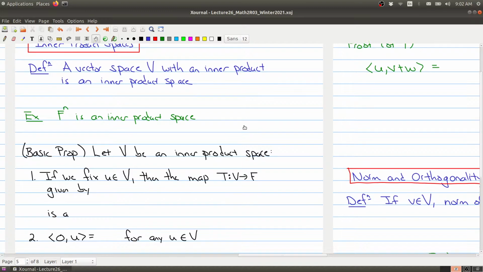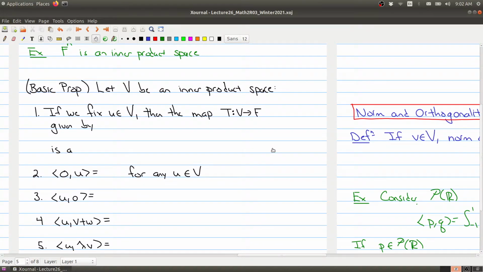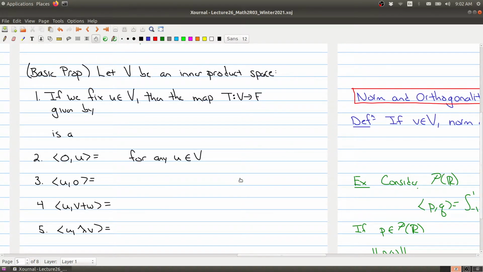Now, what are some of the basic properties of an inner product space? Here are some properties that will be useful. First of all, if we fix a vector u in V, then the map from the vector space V to the field F, given by taking a vector v and sending it to the inner product of v and u, is a linear map. So that's nice, inner products give us linear maps. You're fixing u, running through all the vectors v, forming the inner product, and you get something out. So that gives you a linear map.